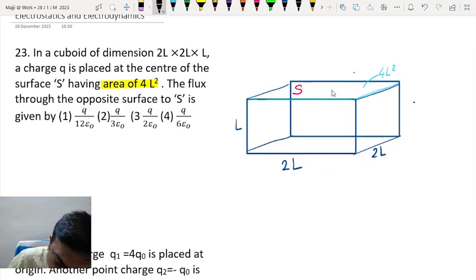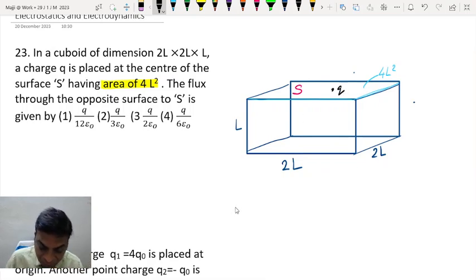So a charge Q is placed at the midpoint, the center of the surface S. Now let us call the face opposite to S as S dash. So this is the opposite face, and we have to calculate the flux through this. So the concept is very simple, students.